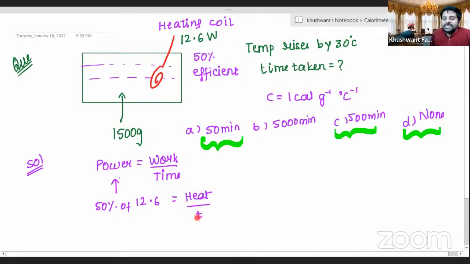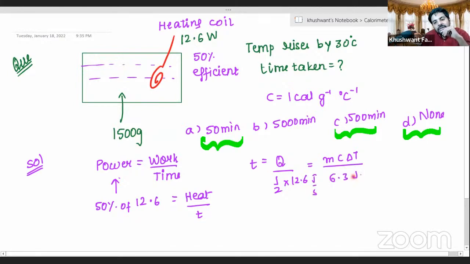Okay, which is equal to, work done is heat. And instead of T, let's write time. So now T will be heat Q divided by 1 by 2 of 12.6. This Q can be written as MC delta T, right? Makesh, this 12.6 is watt, or joules per second? Yes, joules per second, sir. So we can write this as 6.3 joules per second.